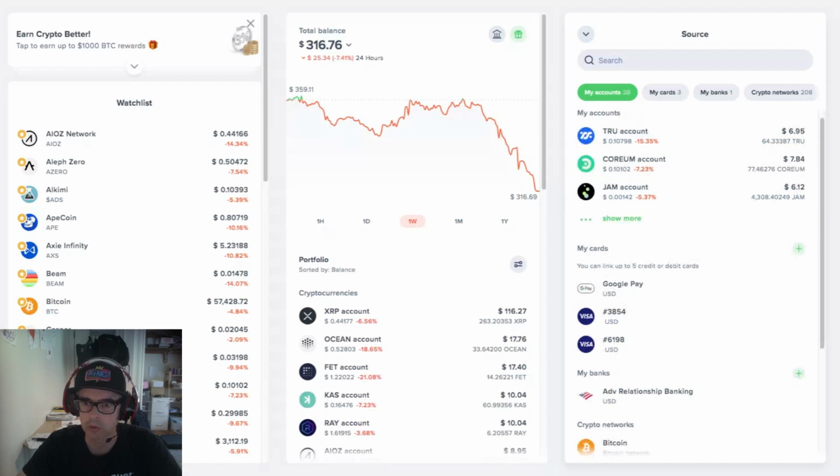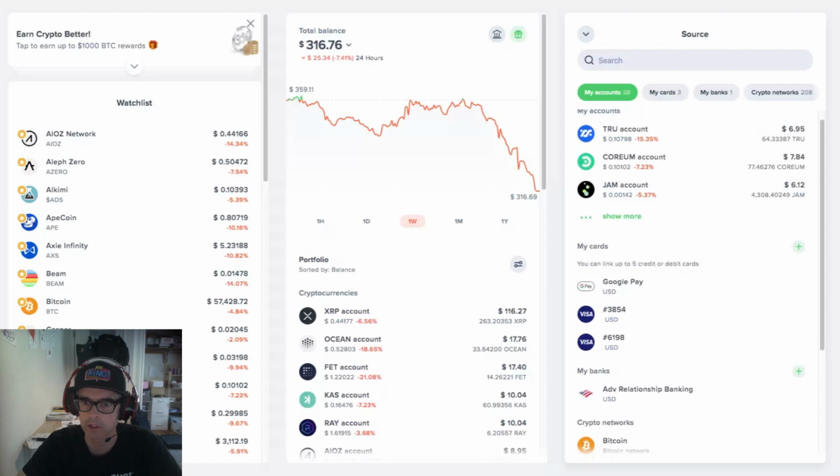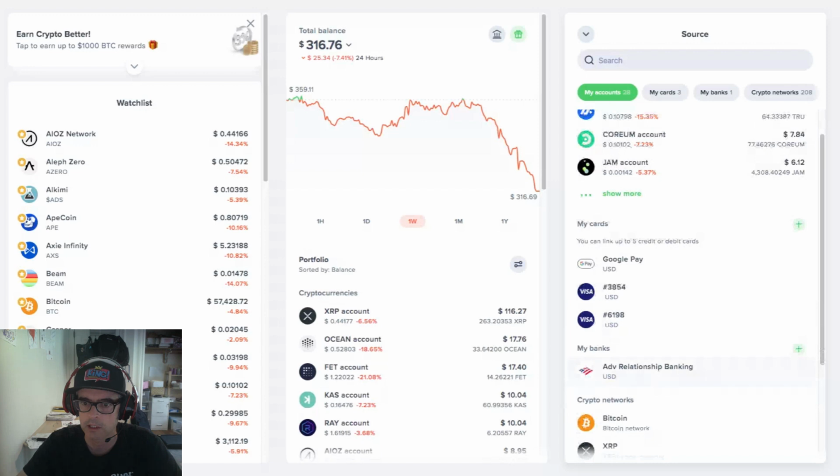There is also a section where you can connect your payment methods. I have connected several cards. You can also connect your bank if you want, and the money is deposited from your account instead of from the credit cards or the debit cards.